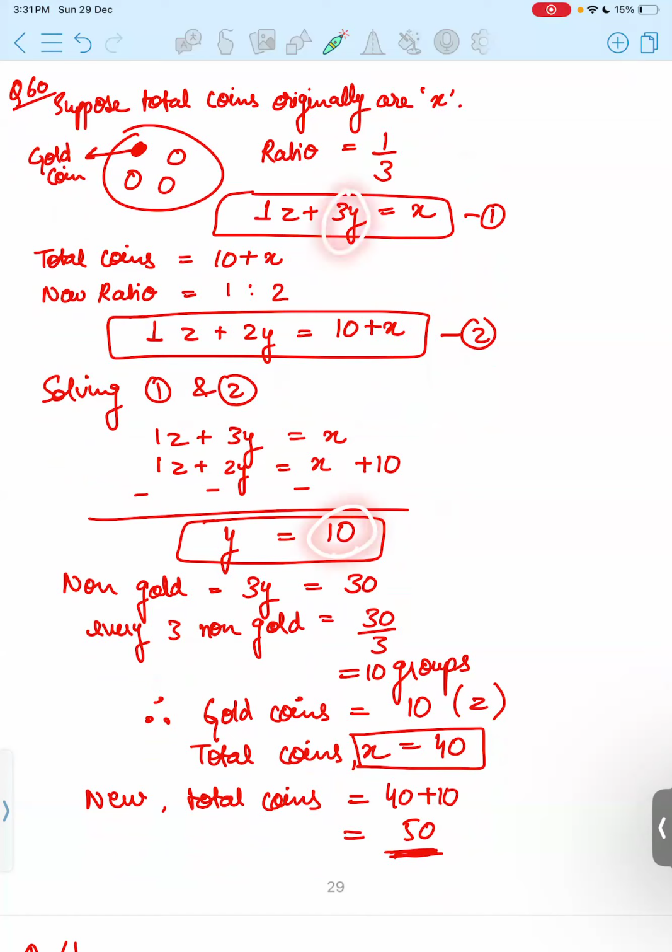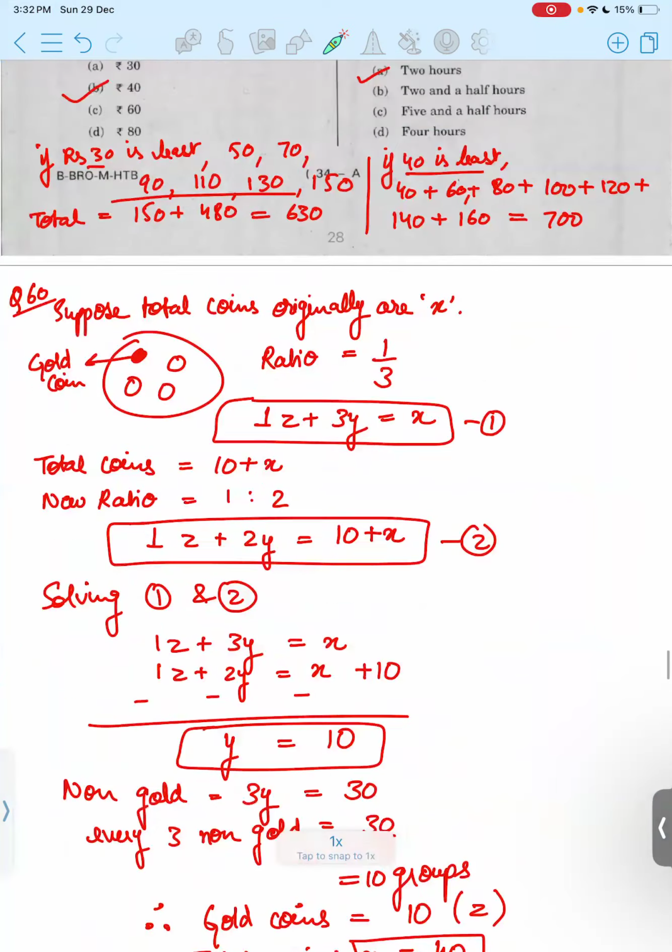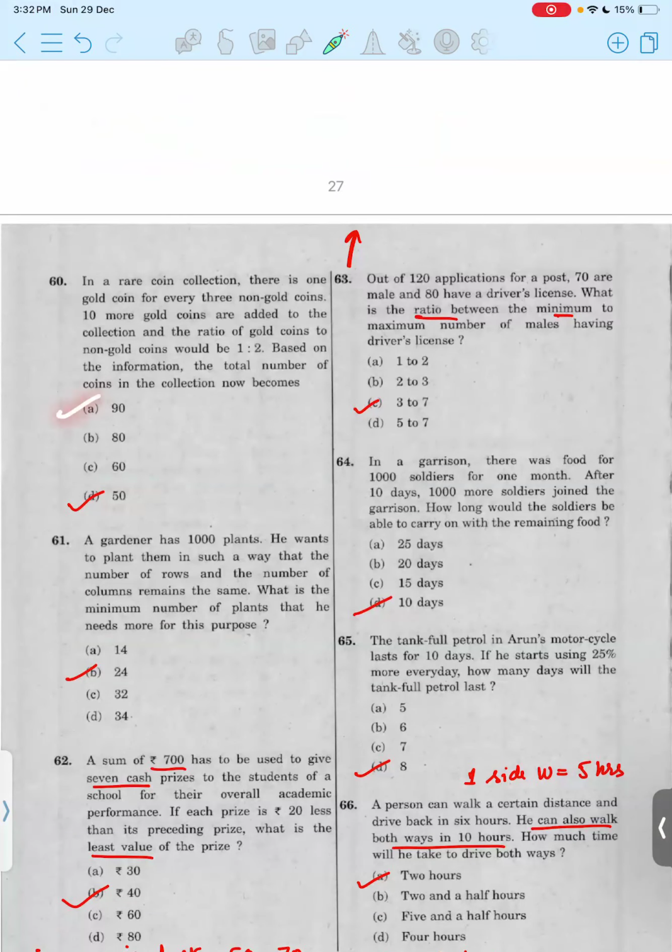If you put the value of y as 10, the non-gold coins will turn out to be 30. Then we divide this into groups of 3 because of this ratio, so we get 10 groups. It means there is 1 gold coin in each of these 10 groups, so 10 gold coins are there, so z becomes 10. Now 30 plus 10 will be 40. 10 more coins are added, so according to me it should be 50, but again we'll recheck. The right option here is 90, based on the information, the total number of coins in the collection now.